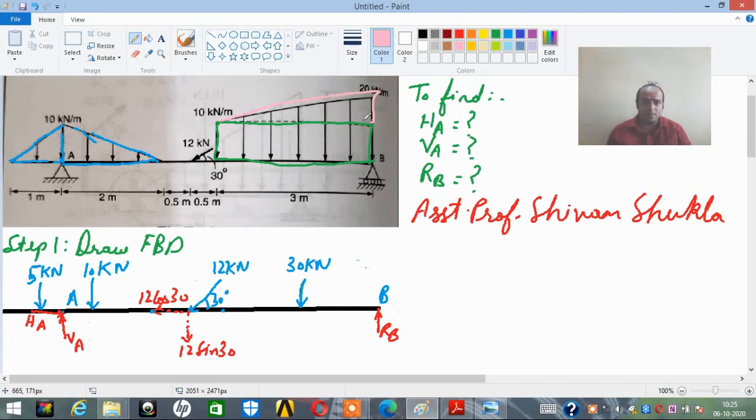Let me mark this upper triangle I'm talking about. It will be half into W. W is 20 minus 10, only 10. So half into 10 is 5, and 5 into 3 is 15. So over here, it will be acting over here.